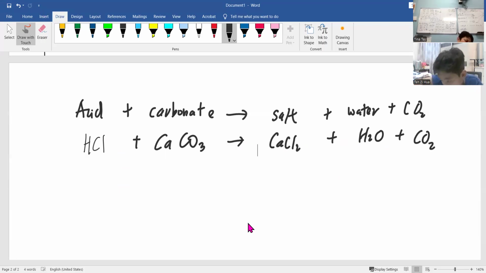2 HCl. Yeah, correct. Okay. Now, for this experiment, I can do that one, or I can do a different one.